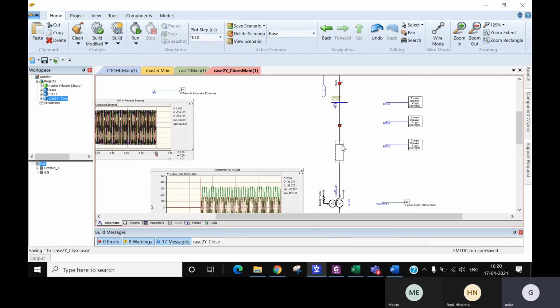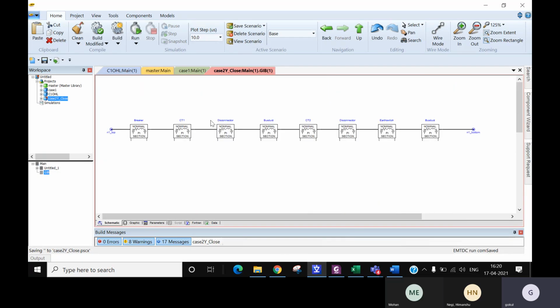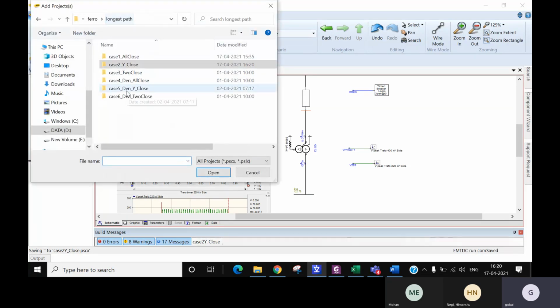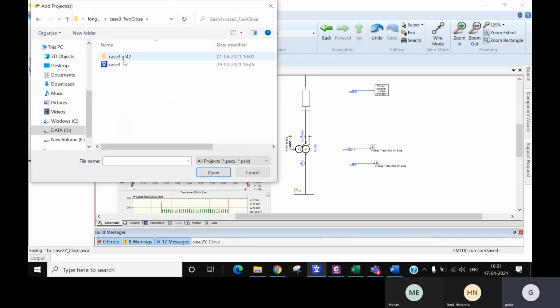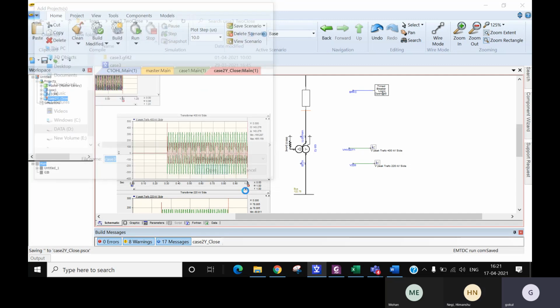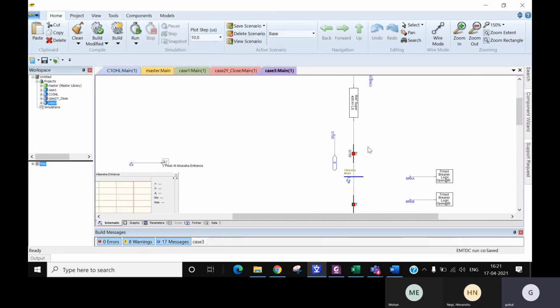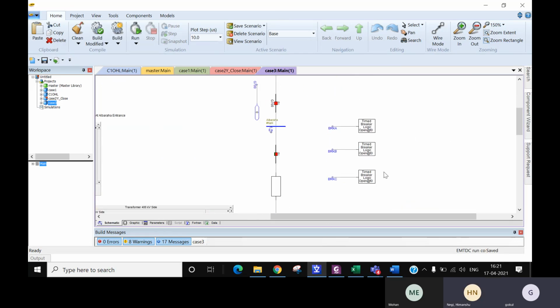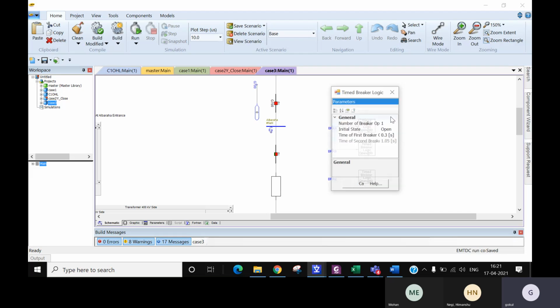Based on the system parameters, if the parameters are different, then there are chances that ferro resonance may occur. I'll just open the third case. It's again the same thing, but the only difference you can see is by opening this breaker.